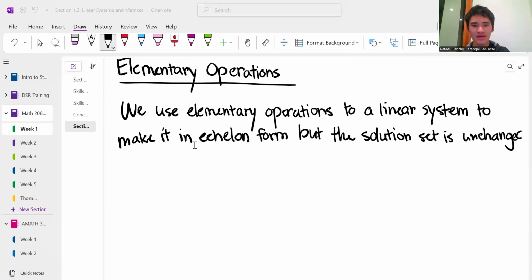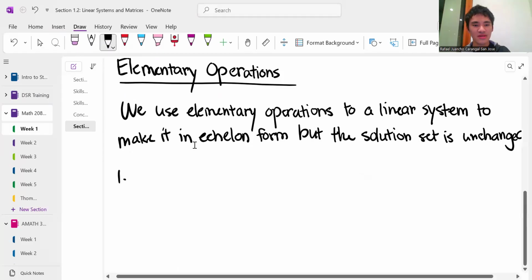Okay, so one thing we can do, so I'm just gonna write them out, is interchange two equations, basically switch two equations.